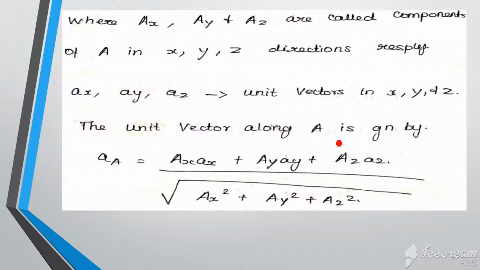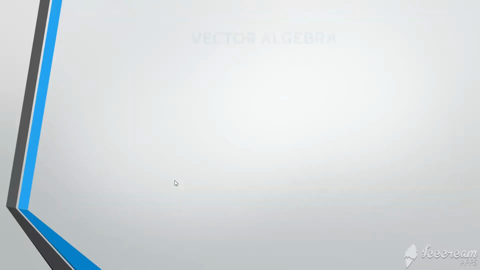ax cap, ay cap, az cap are the unit vectors in the x, y and z directions respectively. The unit vector along A is given as follows. Already we know a unit vector is nothing but the corresponding vector divided by its magnitude. The given vector is ax into ax cap, ay into ay cap, az into az cap. We need to take the modulus of this one, square root of ax square plus ay square plus az square. This is the unit vector corresponding to the given A vector.